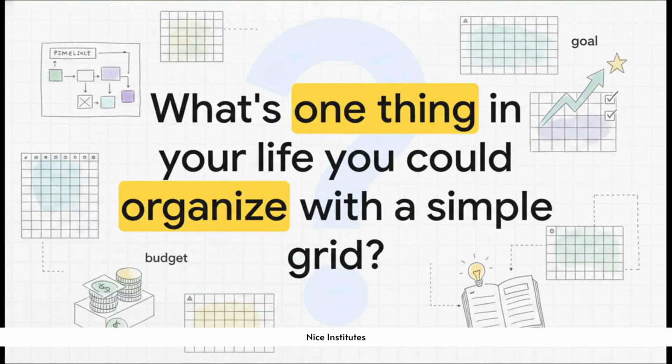So I'll just leave you with this question to think about. What is one thing in your life right now, could be at work, could be personal, a project, a budget, a goal, that you could bring a little more clarity to just by organizing it in a simple grid? The possibilities are pretty much endless.